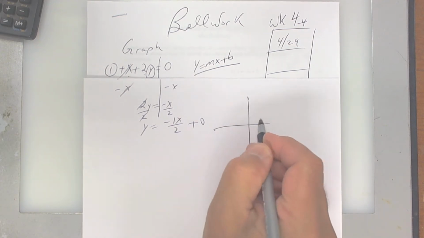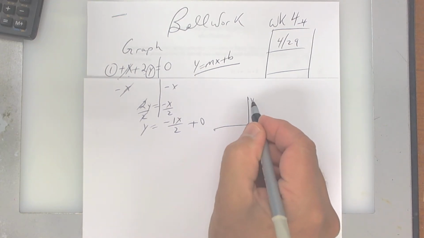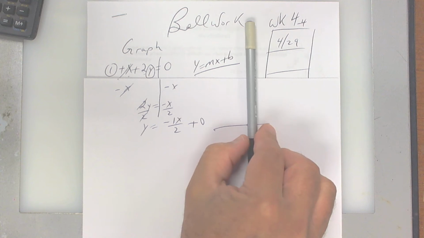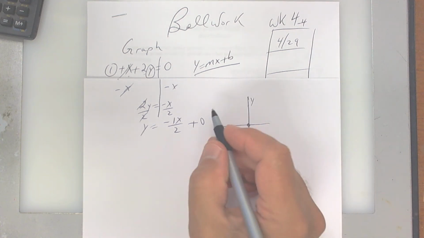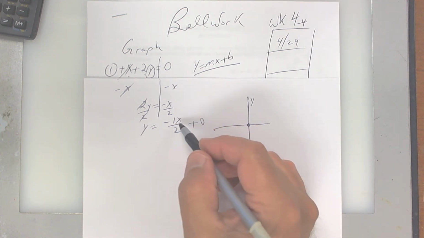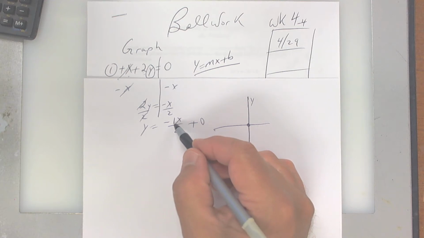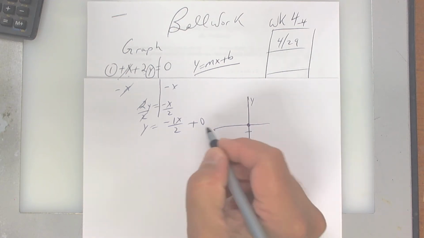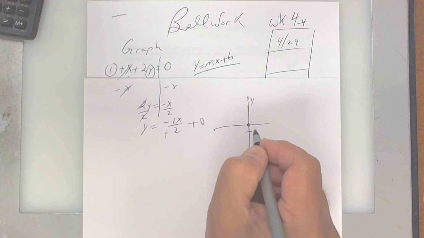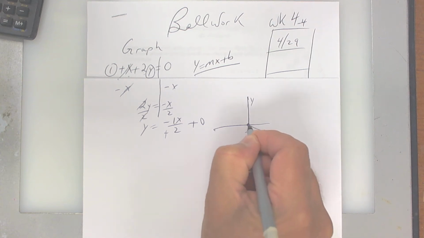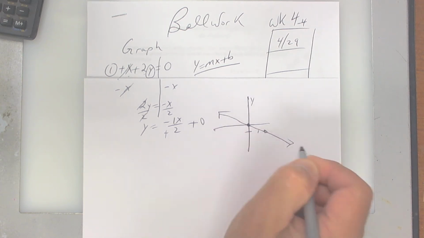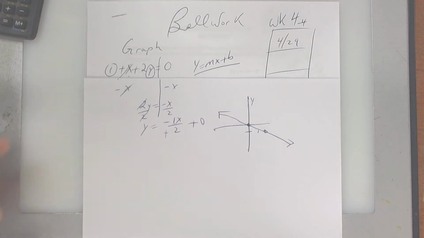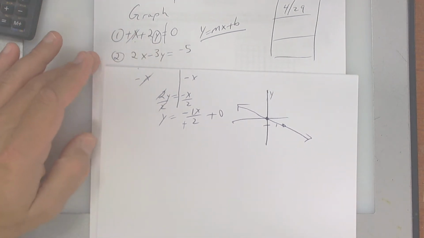So your y-intercept is 0. There's your y-axis right here. Okay. And the slope is rise over run. So in this case, we're going to go down 1 and then to the right 2. It's a negative slope. And there it is. And that's how you do it. And that's what we're doing today is graphing some lines.